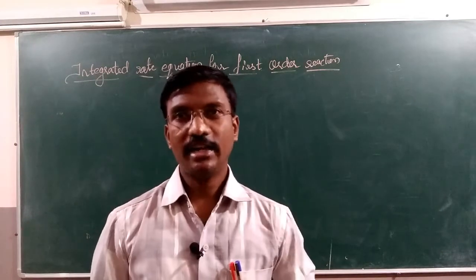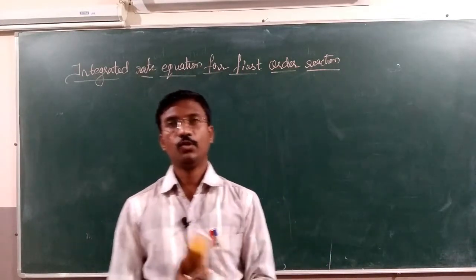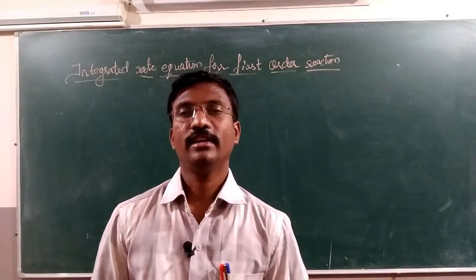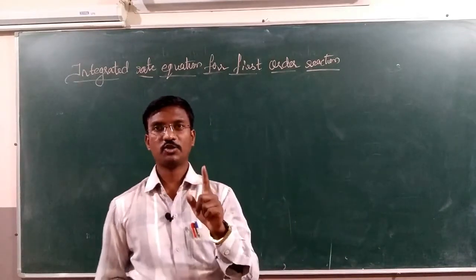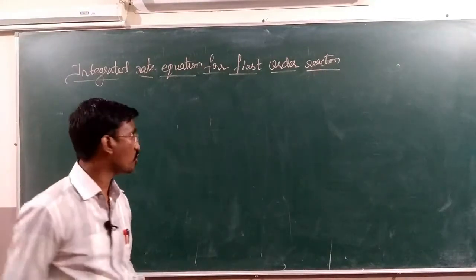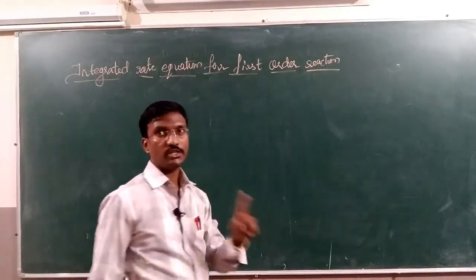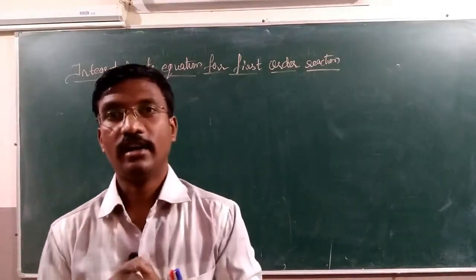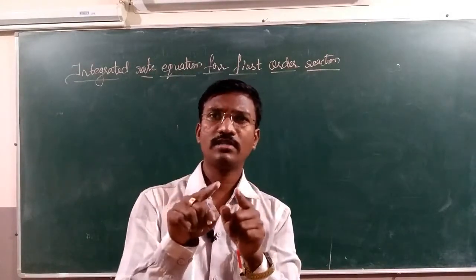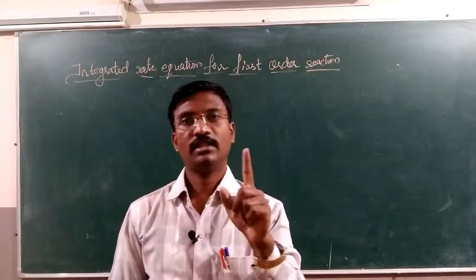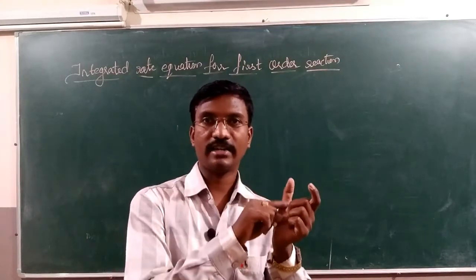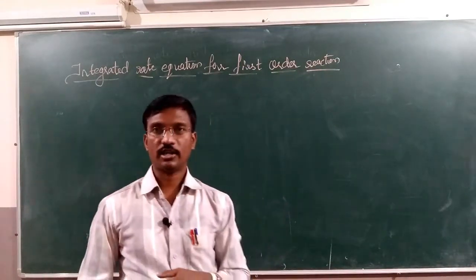Today we are continuing the integrated rate equation. Yesterday we saw the integrated rate equation for a zero order reaction, and today we are calculating the integrated rate equation for a first order reaction. The order of the reaction is 1. It means that in the rate expression, the power of the concentration of the reactant should be 1. It may be that the overall sum should be 1, or if there is only one reactant, then the power should be 1. Whenever the total power of the concentration of the reactants is 1, it indicates that the order of the reaction is 1.